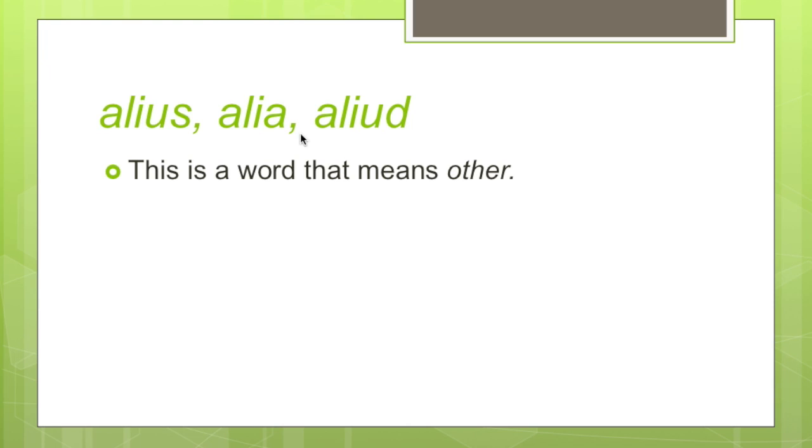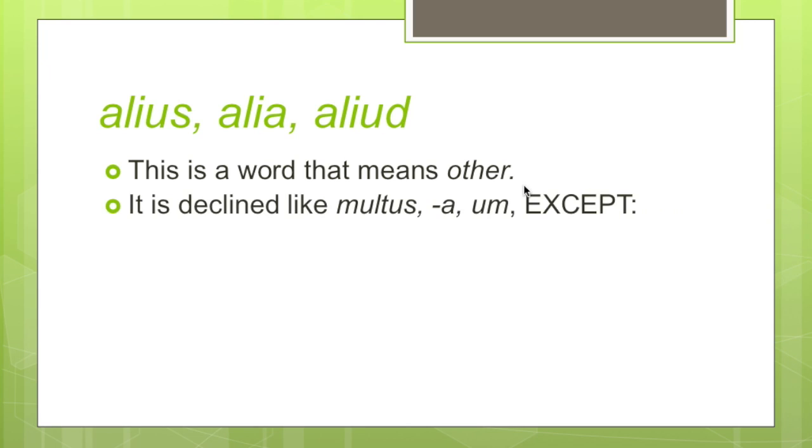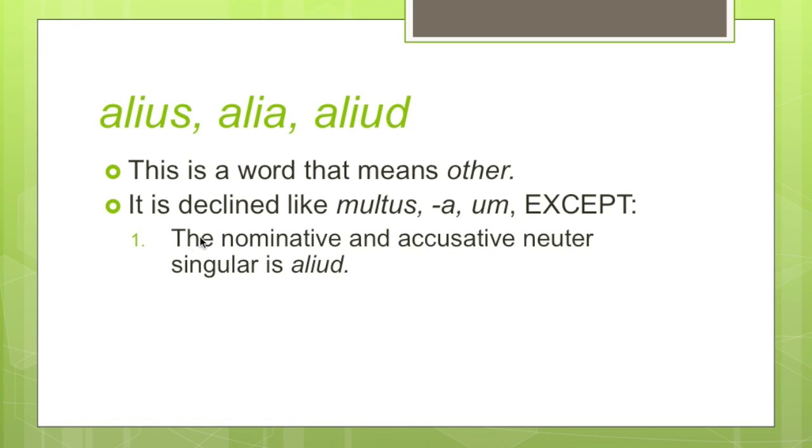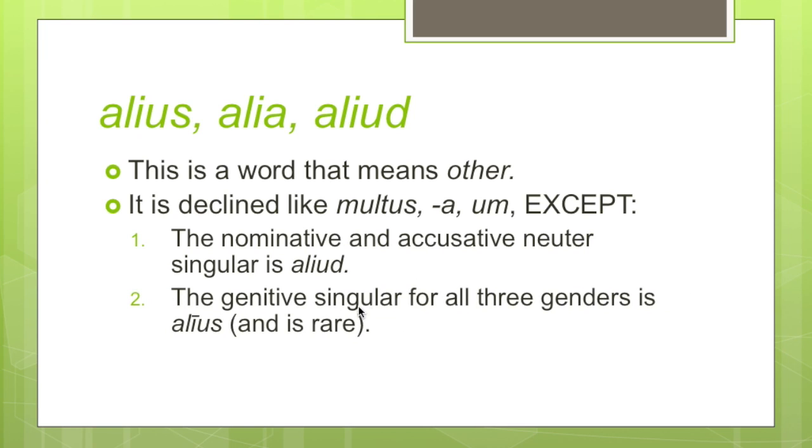Let's start with alius, alia, aliud. This is a word that means other. It is declined like multus, multa, multum, that is a normal first and second declension adjective, except the following. The nominative and accusative neuter singular is aliud. That's obvious up here, and of course the accusative will have to be the same form because that's neuter, and nominative and accusative forms always have to be the same in the neuter. The genitive singular for all three genders is alius, and by the way is quite rare.